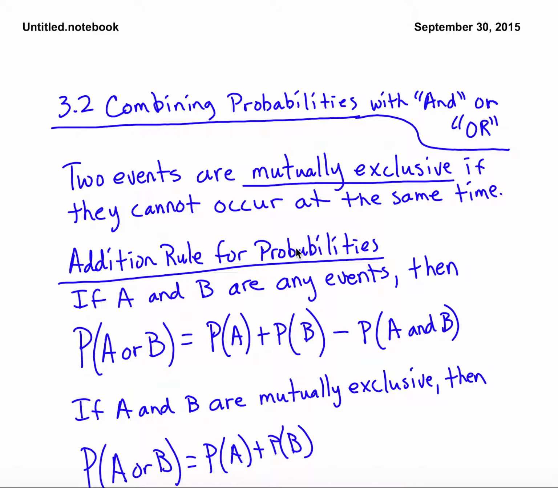They can just be things that can't occur at the same time. Such as, I cannot pick a spade and a heart from a deck of cards at the exact same time, because I'm picking one card, and that one card cannot be a heart and a spade at the same time. So that's kind of what mutually exclusive means: they can't occur at the same time.